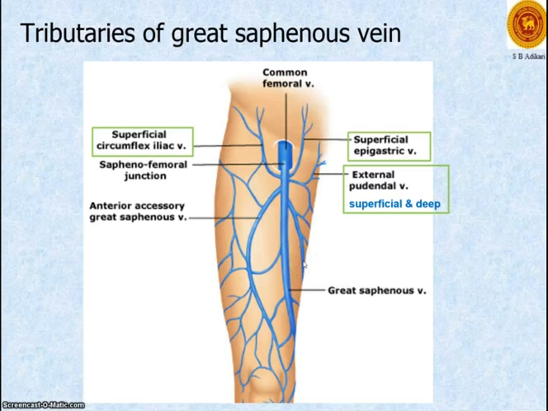Now there are four important tributaries of the great saphenous vein that open into the great saphenous vein very close to the saphenofemoral junction, where the great saphenous vein enters the femoral vein after passing through the saphenous opening of the fascia lata.